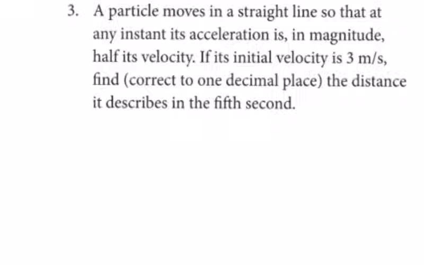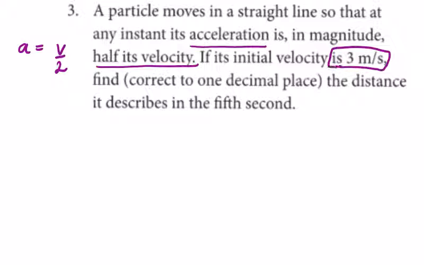Here we have a particle moving in a straight line, so that at any instant acceleration is in magnitude half its velocity. Acceleration is equal to velocity divided by 2. Initial velocity is 3. Find, correct to 1 dp, the distance in the 5th second. So that will be the distance travelled between the 4th and the 5th.